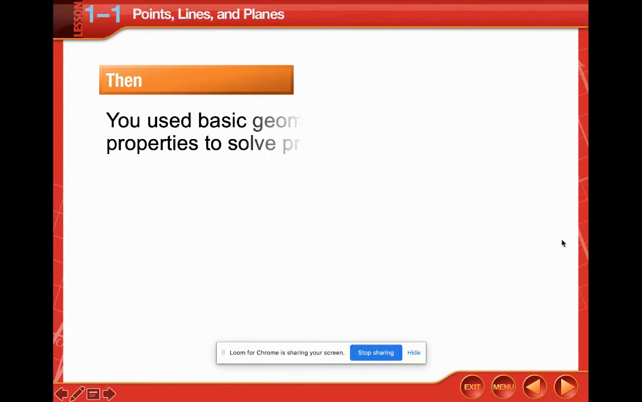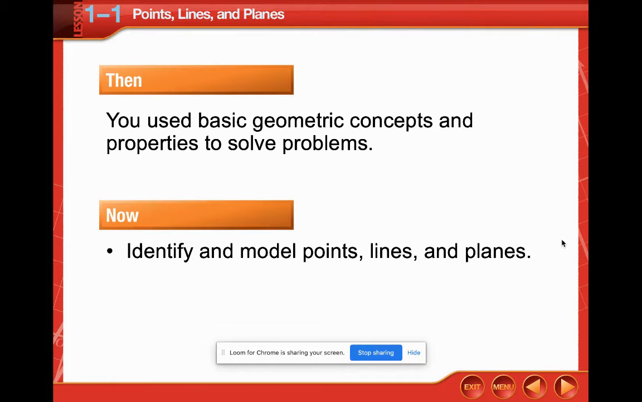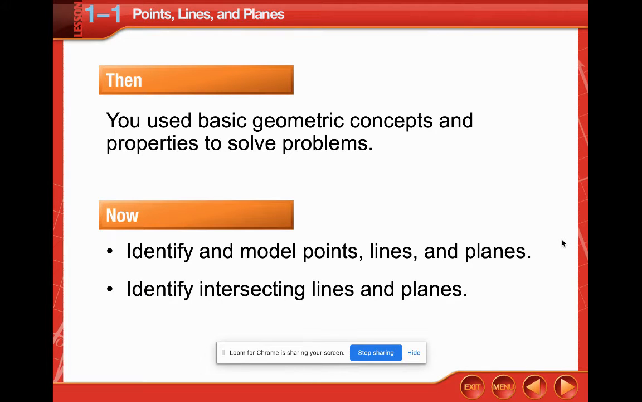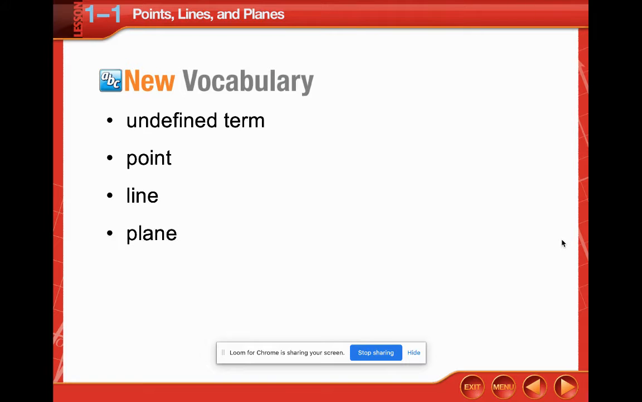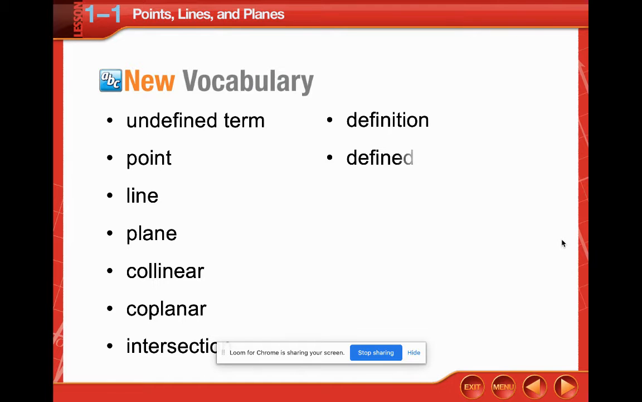We'll review some of the stuff we did yesterday. Yesterday we identified and modeled points, lines, and planes, and today we're gonna do more of the modeling. Yesterday was more of the identifying, and then we're gonna identify intersecting lines and planes. So we did undefined term, we did point, line, plane. Collinear was done. Coplanar we're gonna go over a little bit today. Intersection, definition, defined term, space.